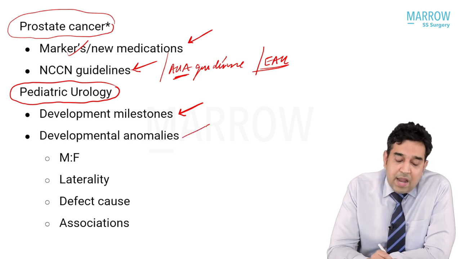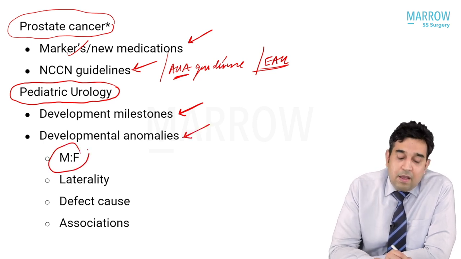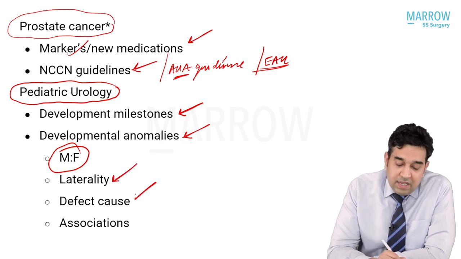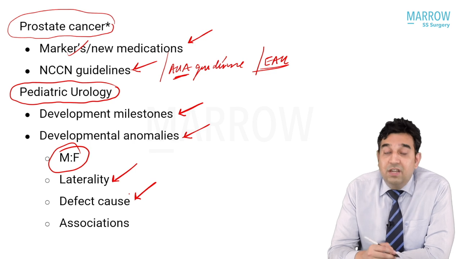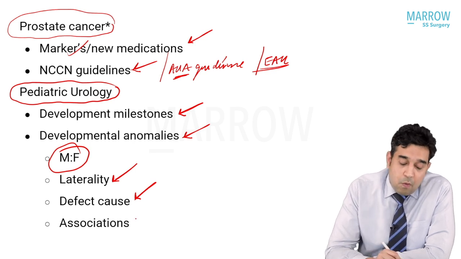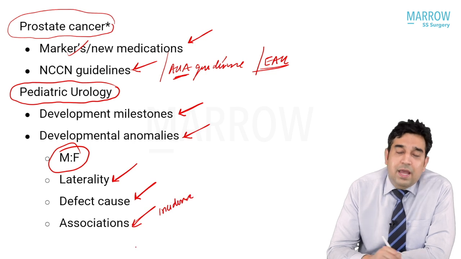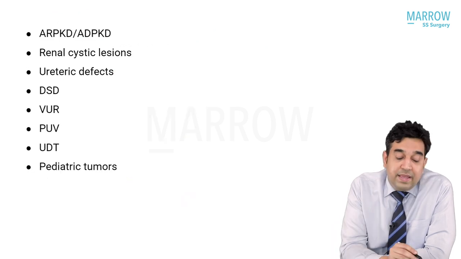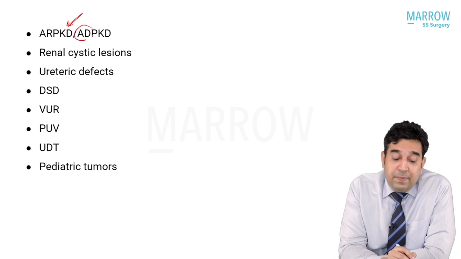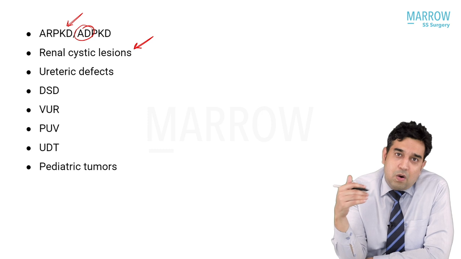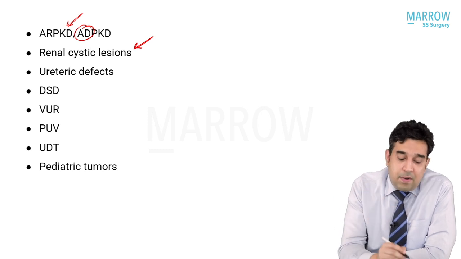And then developmental anomalies, you should know what are the female to male ratios, what are the lateralities, what are the causes of these defects, what are the associations of these defects with one another. We should know about the incidence of each of these defects, because these can all be asked as questions. Then you should know about ARPKD, ADPKD, all the renal cystic lesions, a lot of questions come. So we should know just the facts about these, not the entire detail about them.